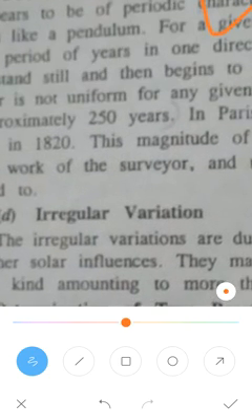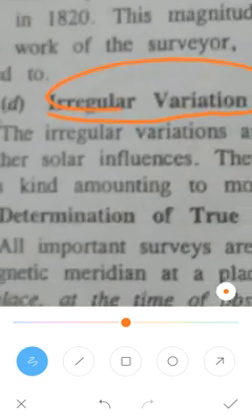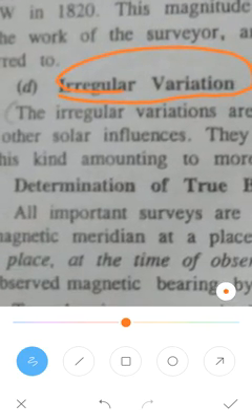Next is irregular variation. What is this irregular variation? The irregular variation is due to magnetic storms, earthquakes and their influence. So these are the causes for the irregular variations. They may occur at any time and cannot be predicted. So that's about the irregular variation.